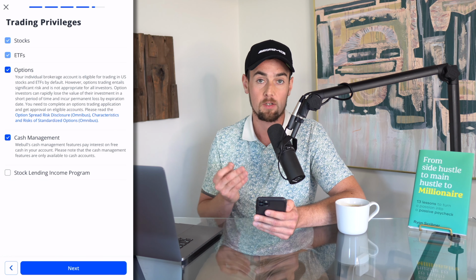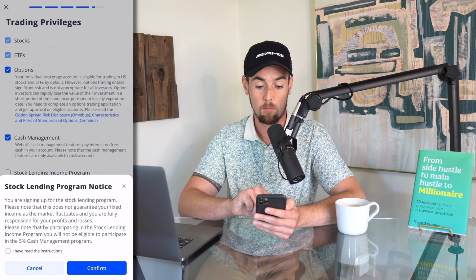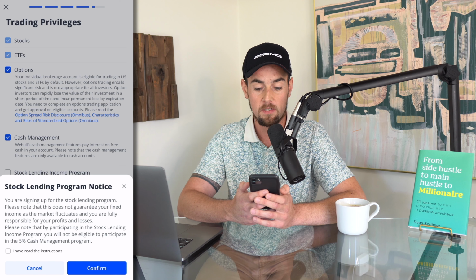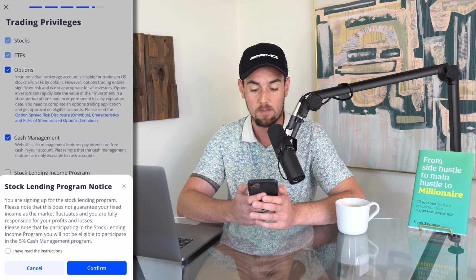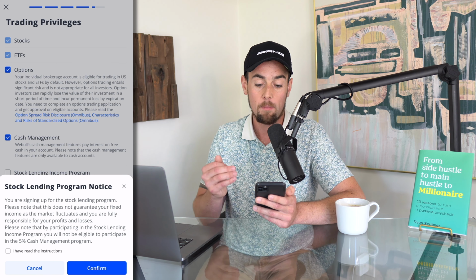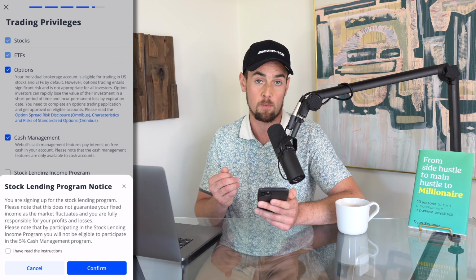I'm going to check that box just so we can take a look at it, and the stock lending income program. Now, this mentions right here that this does not guarantee your fixed income as the markets fluctuate, and you're fully responsible for profits and losses. It also mentions that the stock lending income program means you will not be eligible to participate in the 5% cash management program.